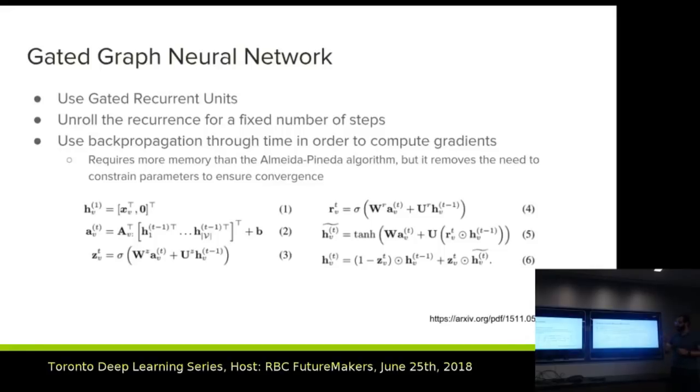So for example, a node in source code could be a variable. It has a text corresponding to the name of that variable attached to it, or information about its type, or other things. The way they initialize their representation, h of 1 is h at step 1 for node v, is that they write all that metadata, which could be the variable name, type, etc., in this x and pad it with a bunch of zeros. That's the initial representation they start from.